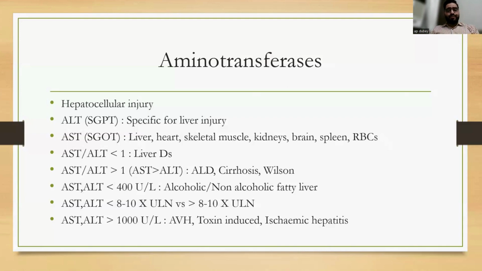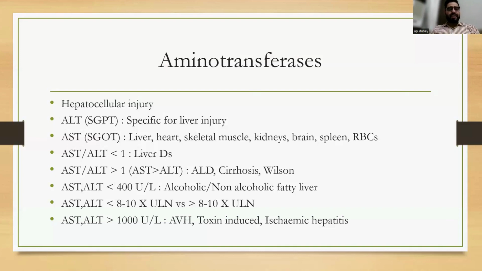But there are only a few liver disorders where AST is more than ALT and thus this ratio will become greater than 1. These are alcoholic liver disease, end-stage liver disease, which is cirrhosis, and Wilson's disease. Also, we should remember that AST and ALT will never be more than 400 units per liter, whether it is alcoholic fatty liver disease or non-alcoholic fatty liver disease. How to differentiate between alcoholic and non-alcoholic fatty liver disease? In alcoholic fatty liver disease, AST will be more than ALT, as I have said earlier, whereas in non-alcoholic liver disease, ALT will be more than AST.